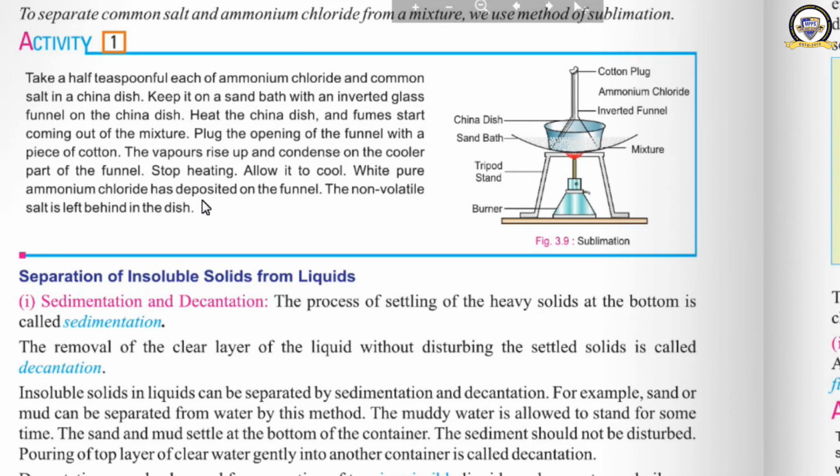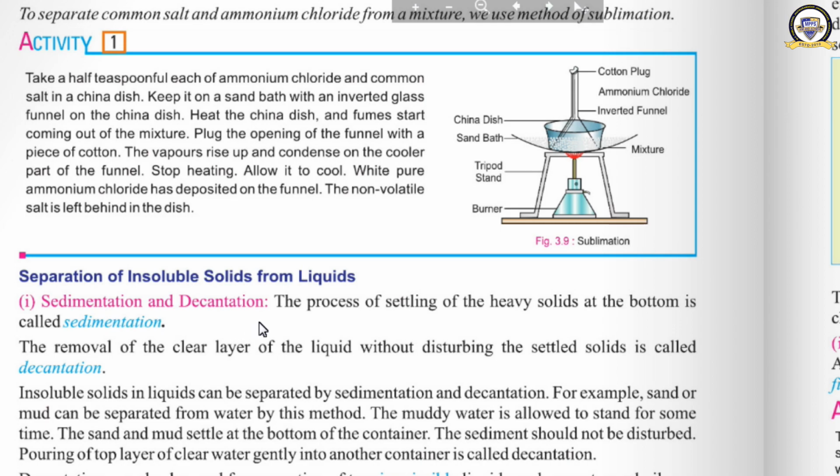Okay. See here an activity is given which shows sublimation. We can separate two solids using sublimation. Just go through this activity so that you can clear the topic of sublimation. Now moving on to the next one. What is that? Separation of insoluble solids from liquids. Now we studied separation of solids from solids, in which we studied winnowing, then magnetic separation, hand picking, sieving, then sublimation and many more. Now we are going to study separation of insoluble solids from liquids.